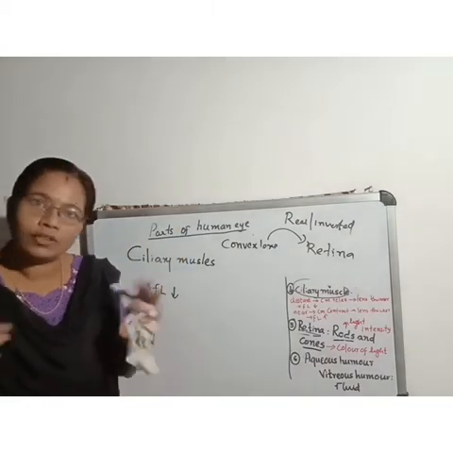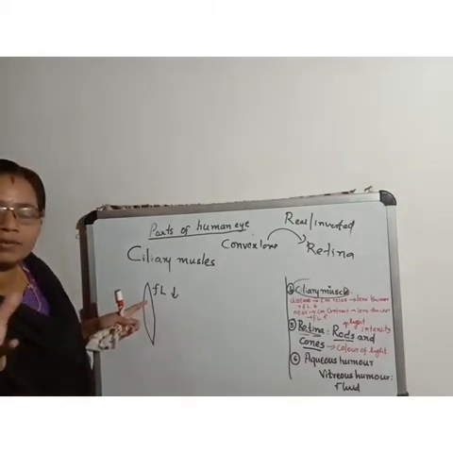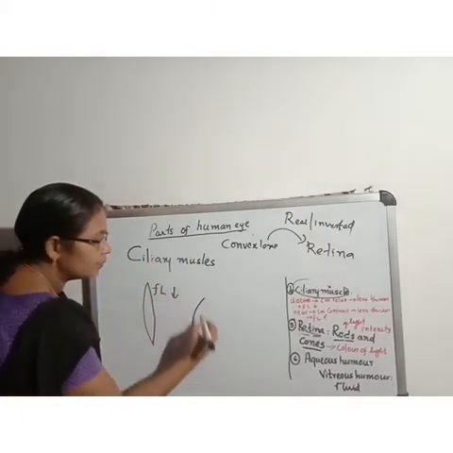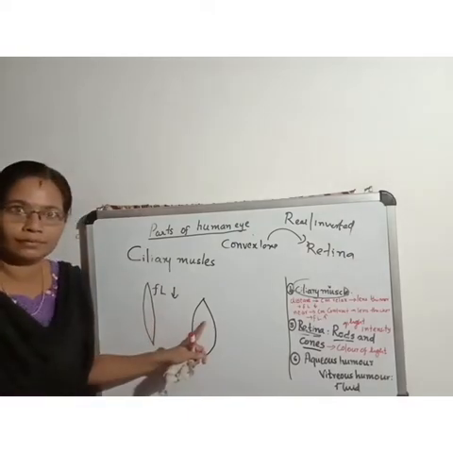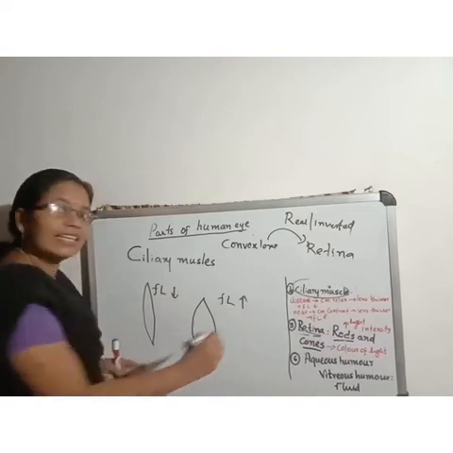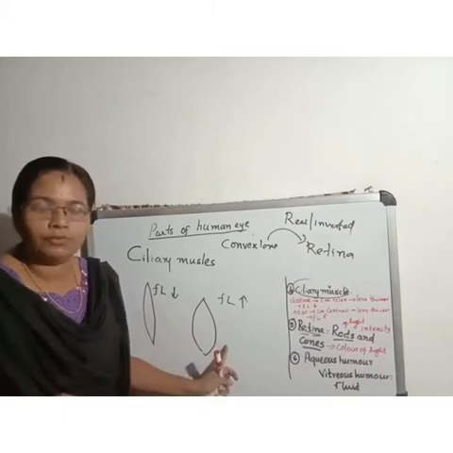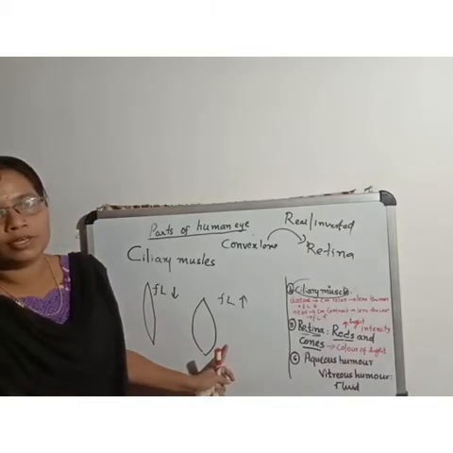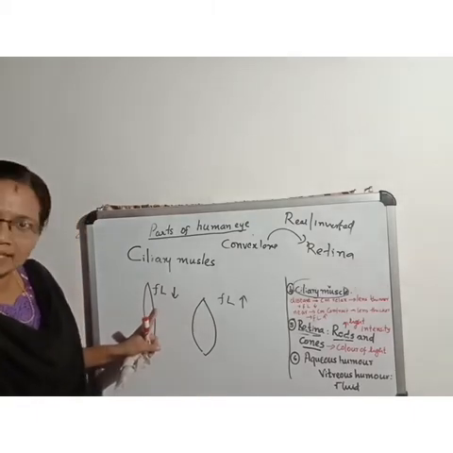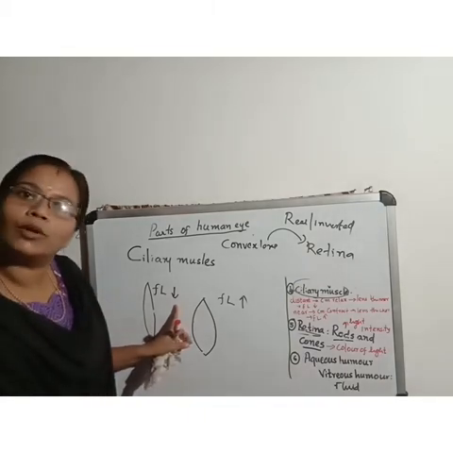So what will happen at a nearby object? Because of the functioning of the ciliary muscles, the lens becomes thicker, and with a thicker lens, the focal length is increasing. So if you are looking at a far away object, the ciliary muscles relax, so the lens becomes thinner. As a result, the focal length decreases, and we get the image on the retina.